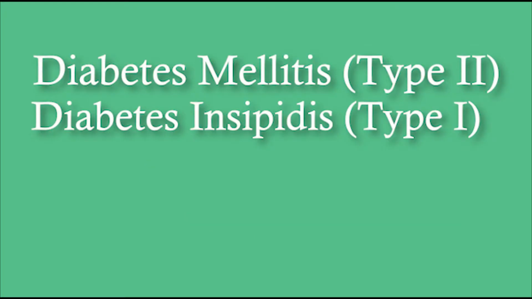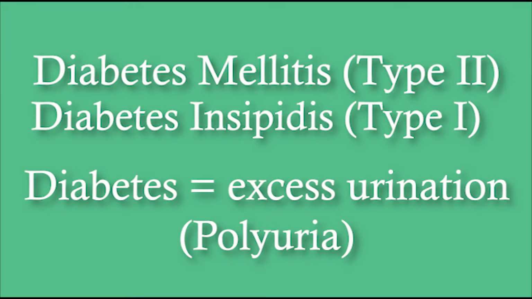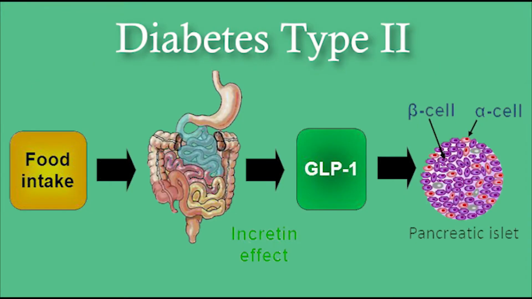Diabetes mellitus, also known as type 2, and diabetes insipidus, also known as type 1, share the name diabetes because they are both conditions characterized by excessive urination or polyuria. Through this video, we will discuss diabetes, and by this we mean type 2 diabetes.